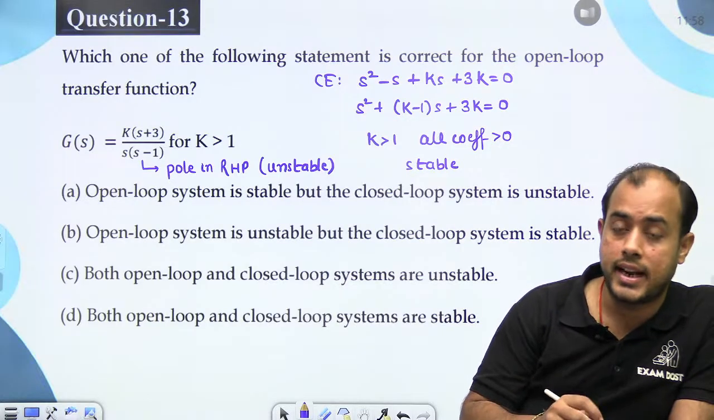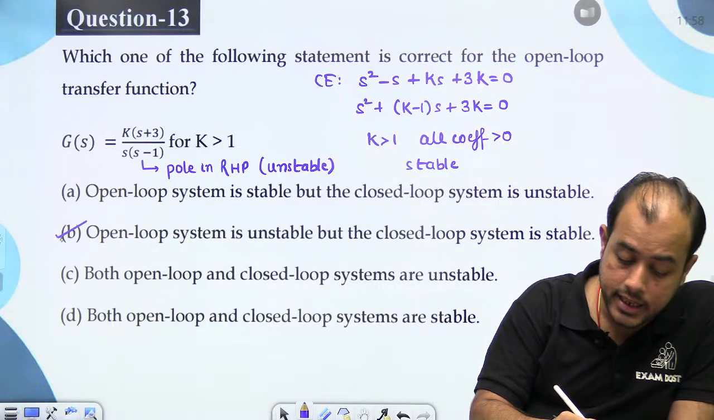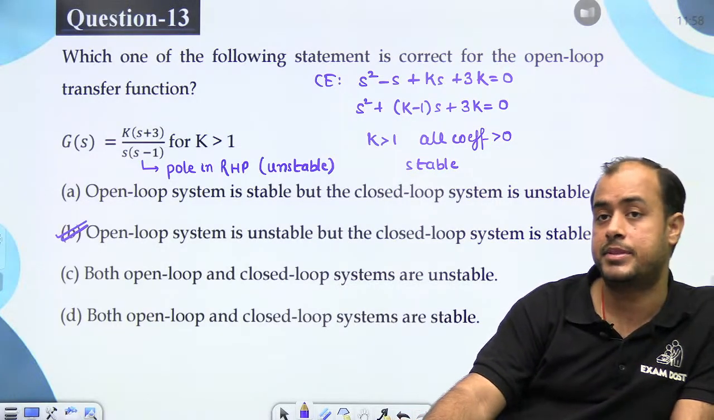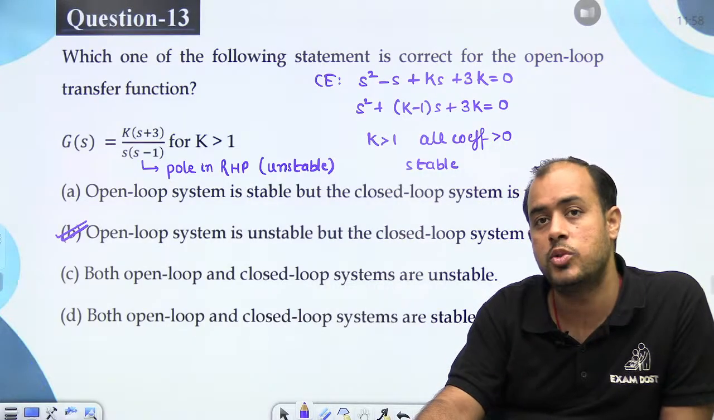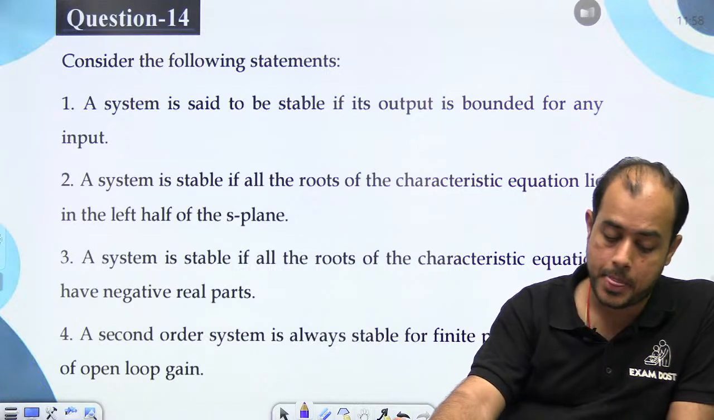सेकेंड ऑर्डर तक राउथ क्राइटेरिया की जरूरत ही नहीं पड़ती. If all coefficients have the same sign, the system will be stable. Up to second order, you have to just check the sign.